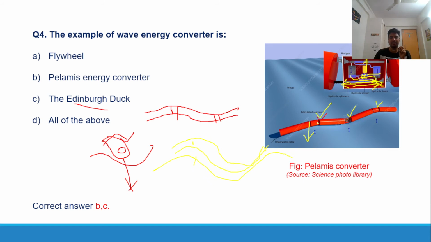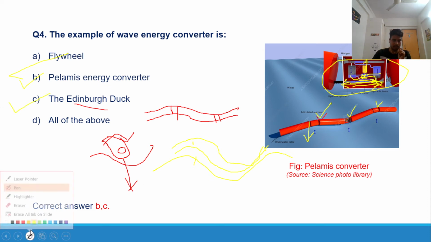And it's heavy and bulky, it's not as simple as this. It's a very big device, okay. It can have a length of 20, 30, 50 or even 100 meters. And the diameter, I think, is 2 or 3 meters, and in between is this hydraulic ram which generates electricity, okay. So examples of wave energy converters are the Pelamis energy converter and the Edinburgh duck.